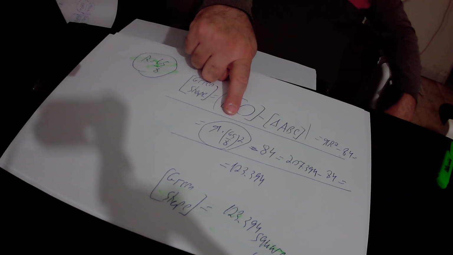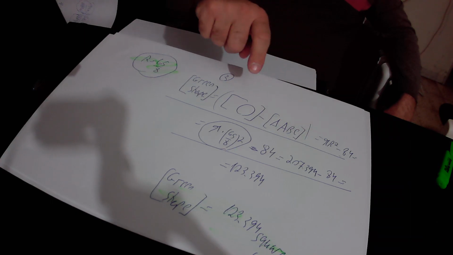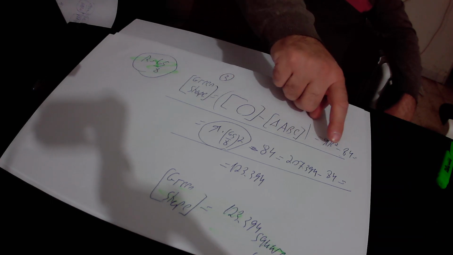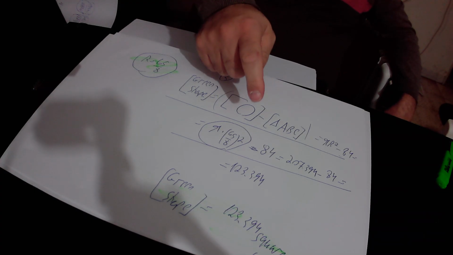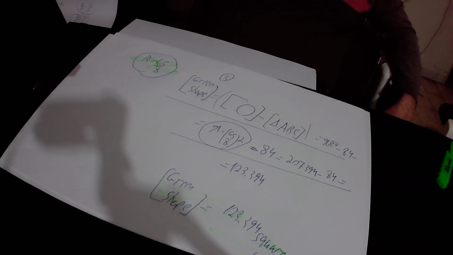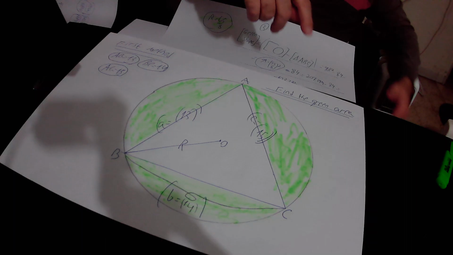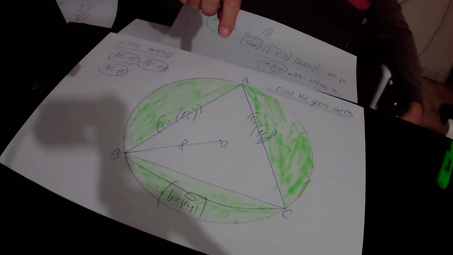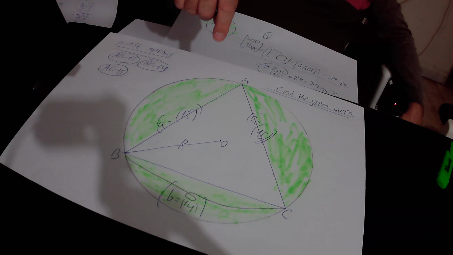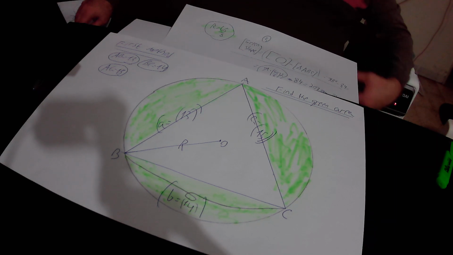This expression in total equals 207.394 square units minus the area of triangle ABC, that is 84 square units. 207.394 minus 84 equals 123.394 square units. So in conclusion, we found out that the area of this green shape, according to the first method, is equal to 123.394 square units. So we finished with the first method.